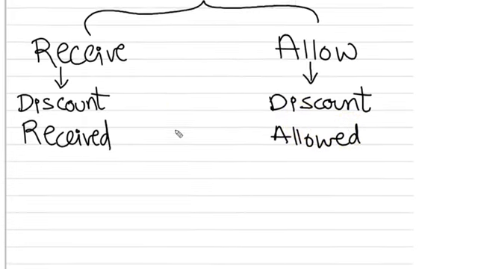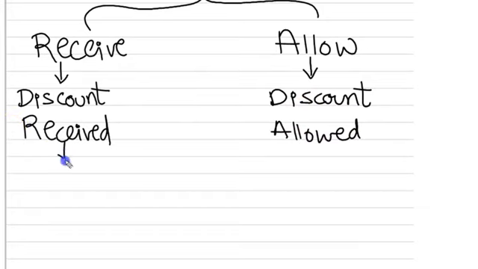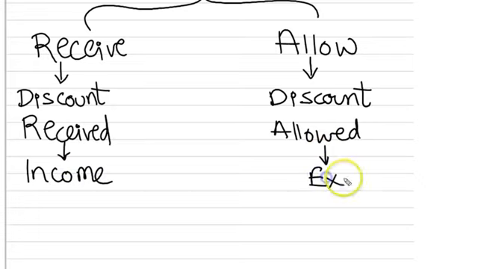Now, in this situation, discount received will become an income for me. And in this situation, discount allowed will become an expense for me.